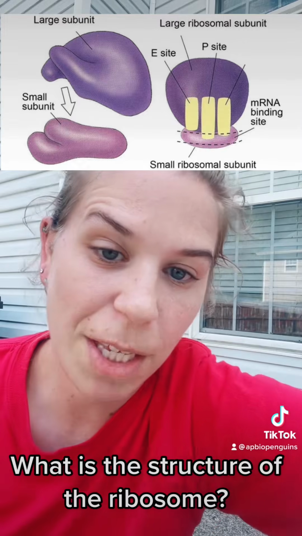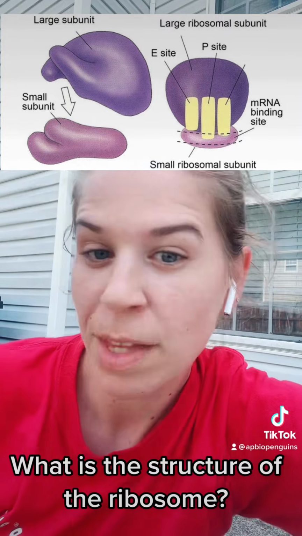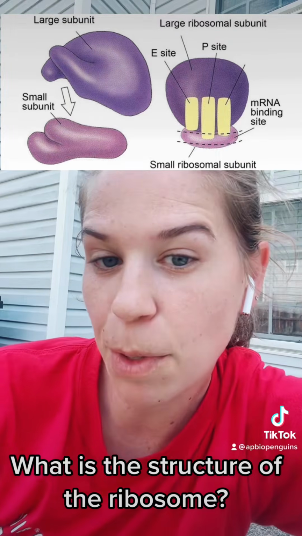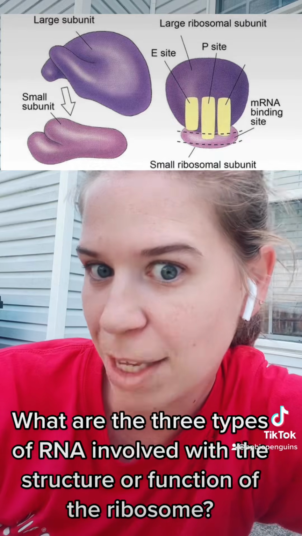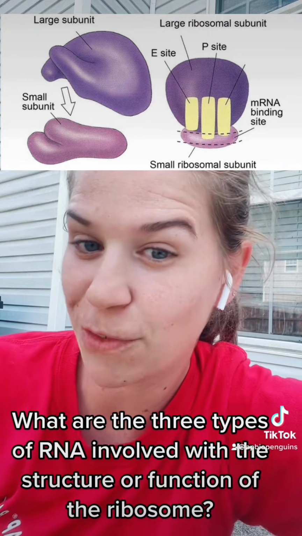So let's first talk about the ribosome. The ribosome is made up of rRNA plus protein. rRNA stands for ribosomal RNA. There are two parts to it: a small subunit and a large subunit. The small subunit is going to bind to the mRNA, that messenger RNA, and the large subunit is going to bind to the tRNA, or your transfer RNA.